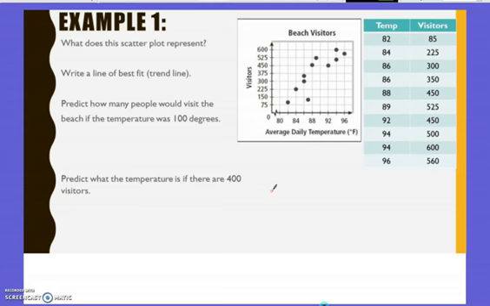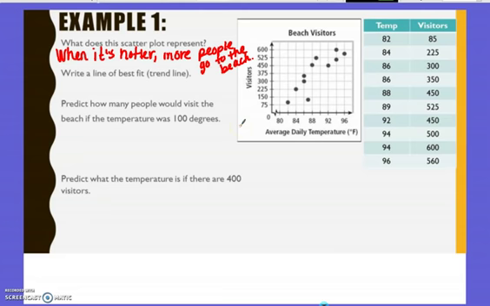Which makes sense. If it's hotter, people are more likely to go to the beach and swim and stuff. If it's colder, people are less likely to go out there and do that, right? So what does this scatter plot represent? When it's hotter, more people go to the beach. Something like that, okay? So when it's hotter, more people go to the beach.